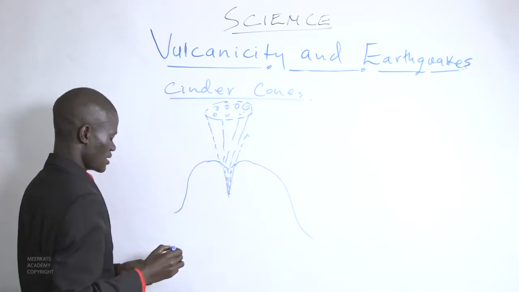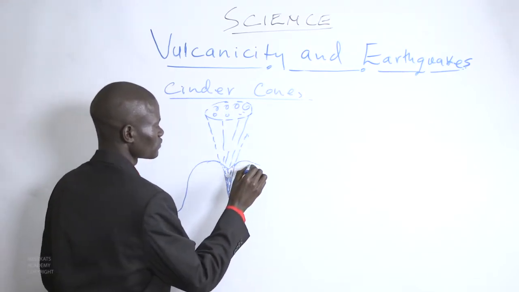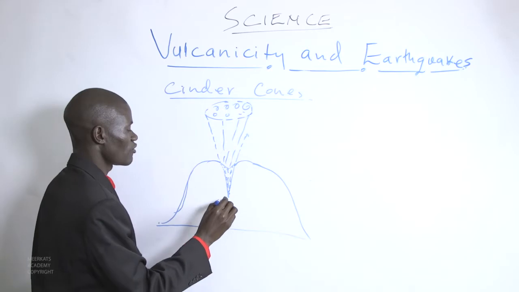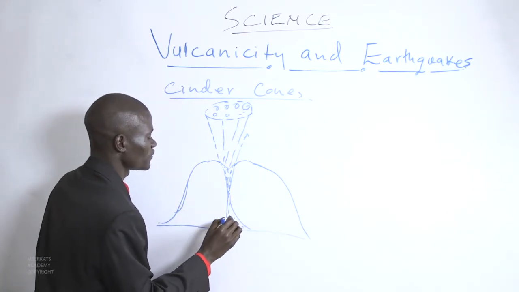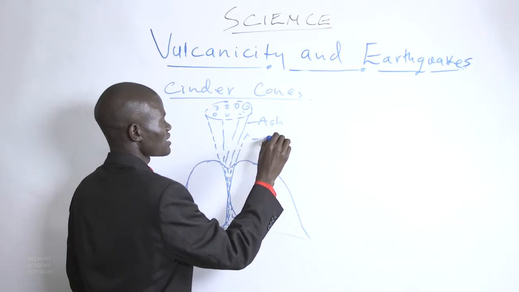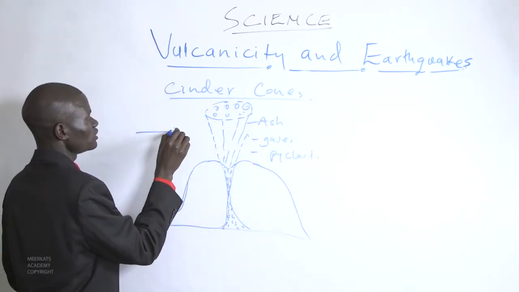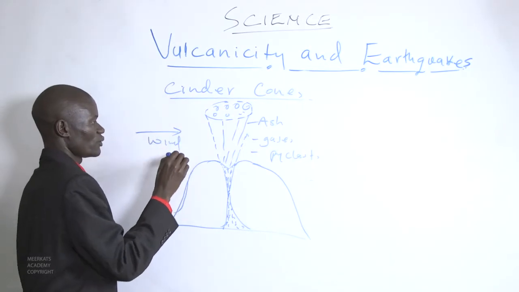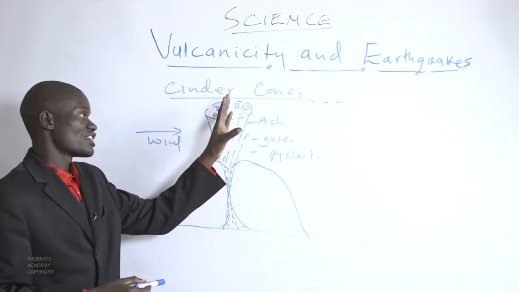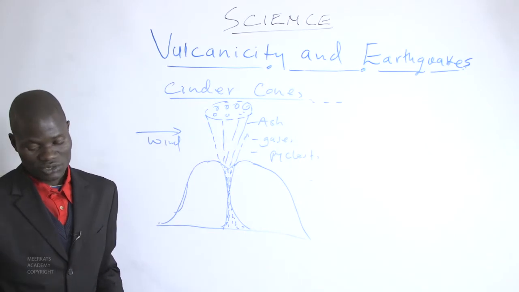This is an example of a hill or a feature on Earth's surface. As a result of magma ejecting itself forcefully onto the Earth's surface, you'll find that this is made up of ash. We also have some gases and some pyroclasts. They are found here. And then if the wind blows them, they are going to move away from this part and cover a larger area of the atmosphere, therefore, if there are toxic gases, they may have an effect on the atmosphere.